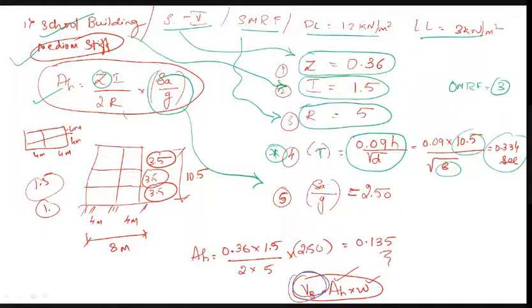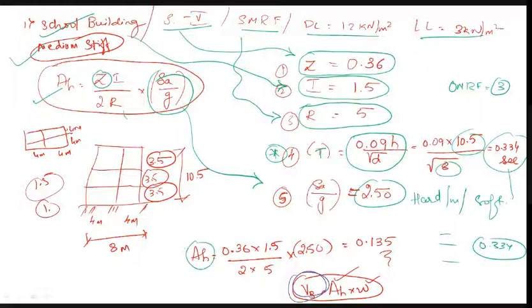Then we have Sa by g. Sa by g depends upon whether your soil is hard, medium or soft. Depending upon that, we will have three values. We will see where this 0.33 lies, and depending upon that, we will take Sa by g as 2.5. So we have got all the values. We can directly calculate the Ah value as 0.135.